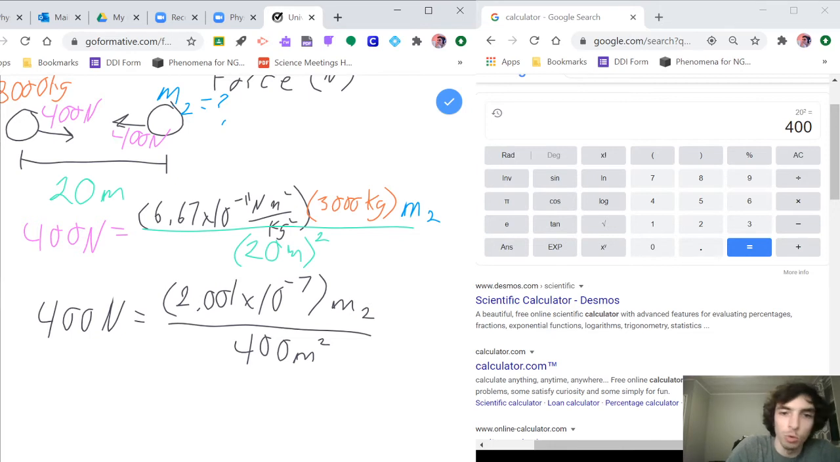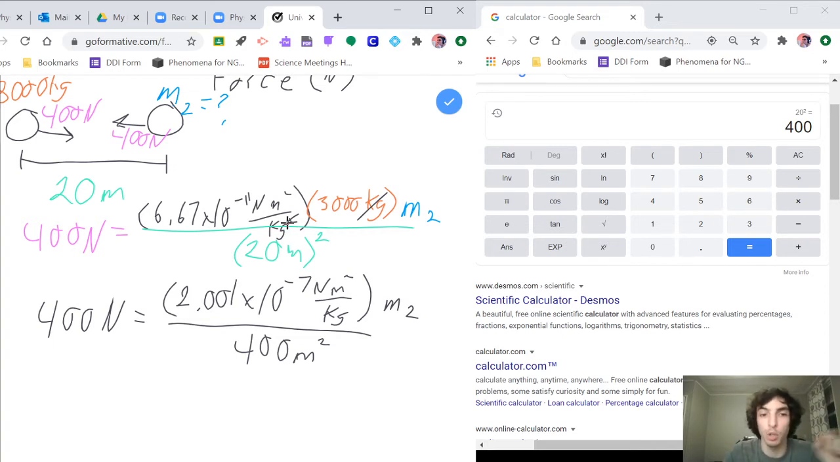I should actually make room for that inclusion of the unit. So we multiplied by kilograms, and we still have a kilogram squared there, so it canceled out with one of those kilograms. So what we're left with here is Newton meters squared per kilogram. Basically, one of the kilograms was canceled out when we multiplied by our 3,000 kilograms. So let's see if we can solve for this M2.